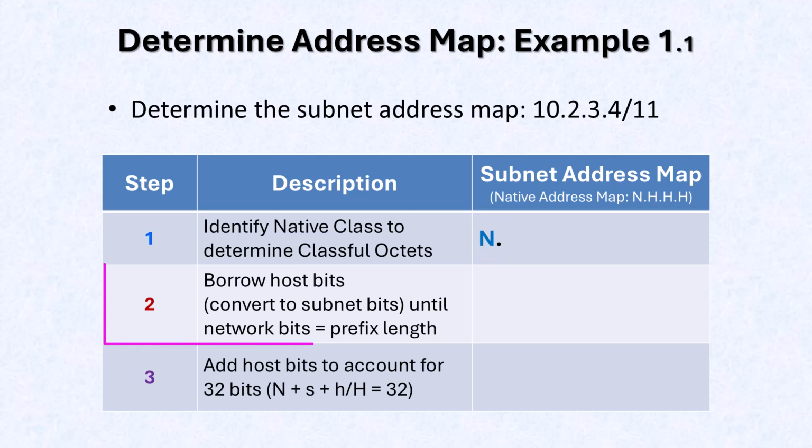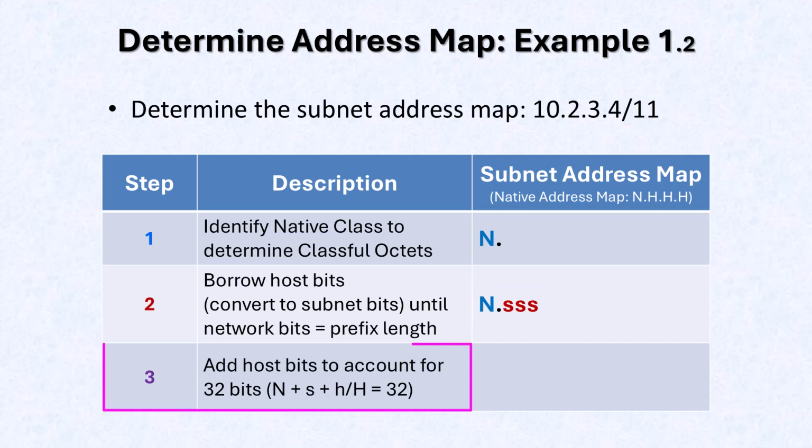In step 2, we borrow enough host bits so the total number of network bits equals the prefix length. The prefix length is 11, so we need to borrow 3 host bits, thus converting them to subnet bits. The 8 network bits in octet 1 plus the 3 subnet bits in octet 2 adds up to 11. This equals the prefix length.